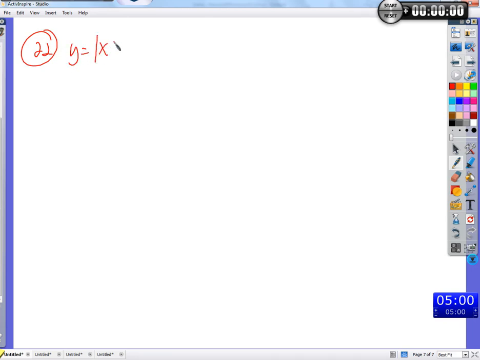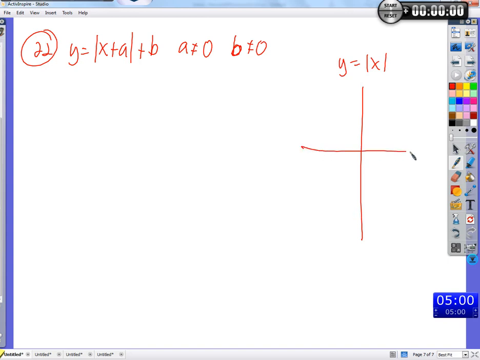y equals the absolute value of x plus a plus b. A doesn't equal 0 and b doesn't equal 0 because if they did, we just have the absolute value of x. So there's something other than 0. How do the values of a and b affect the graph of the function when you compare it to y equals absolute value of x? Y equals absolute value of x, that's that parent function we've talked about. Okay, its vertex is at the origin. It goes up 1, over 1, up 1, over 1, up 1, over 1.